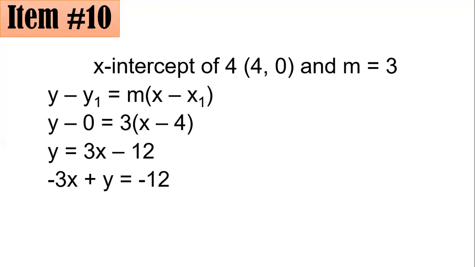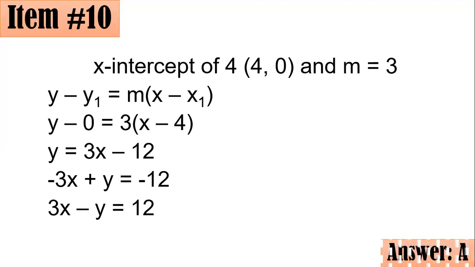Adding negative 3x to both sides gives you negative 3x plus y equals negative 12. With the intention of making the coefficient of x positive, we will multiply both sides by negative 1. And hence, we have 3x minus y equals 12. And that is letter A. I hope you got it correctly.